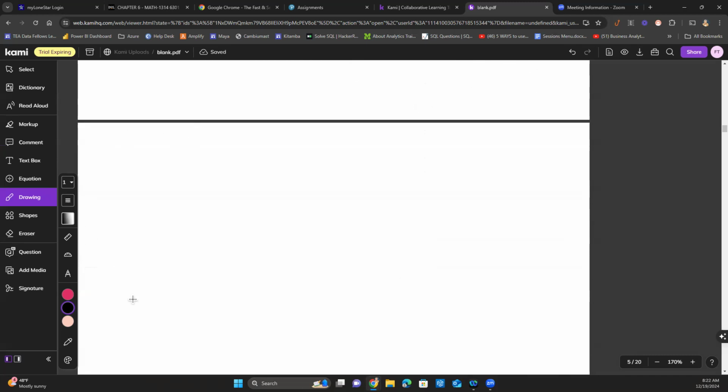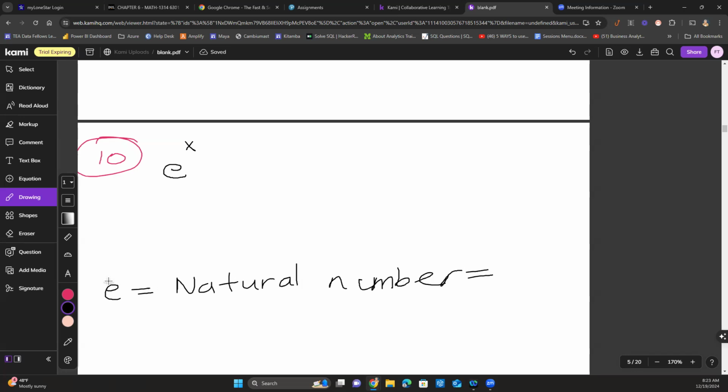So now I need the last question to be solved, number 10. When I look at the homework I opened on my other screen, my number 10 showed up this way, e to the power of x. So you're going to understand the value of e. E is called the natural number in math. It's not equal to a 2. It's not equal to a 3. Its value is about 2.72.